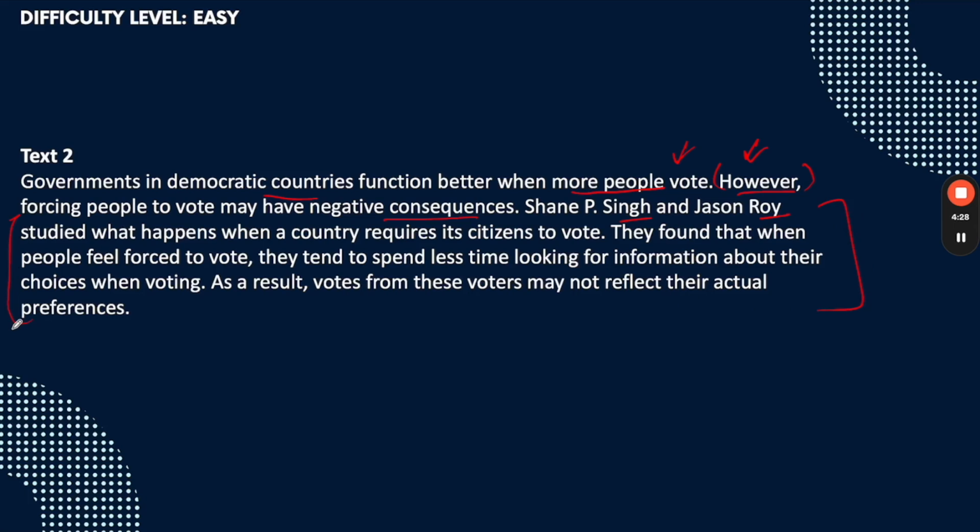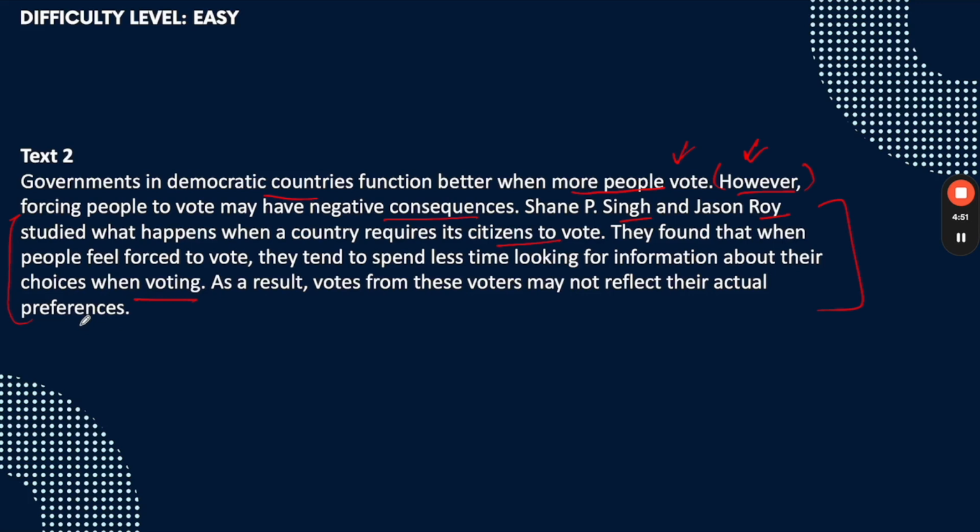To understand the relationship between the two texts. So Singh and Roy studied what happens when a country requires its citizens to vote. So they're studying, when a country makes it a compulsion for citizens to vote, what happens then? They found that when people feel forced to vote, they tend to spend less time looking for information about their choices when voting.